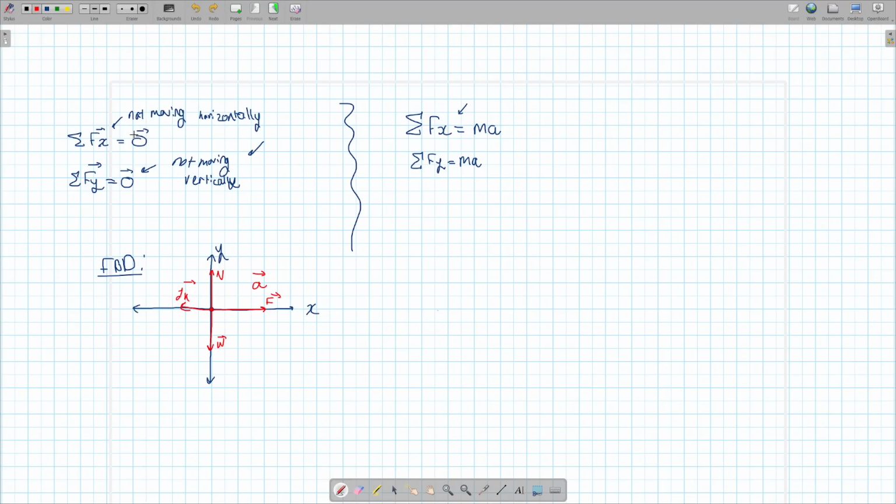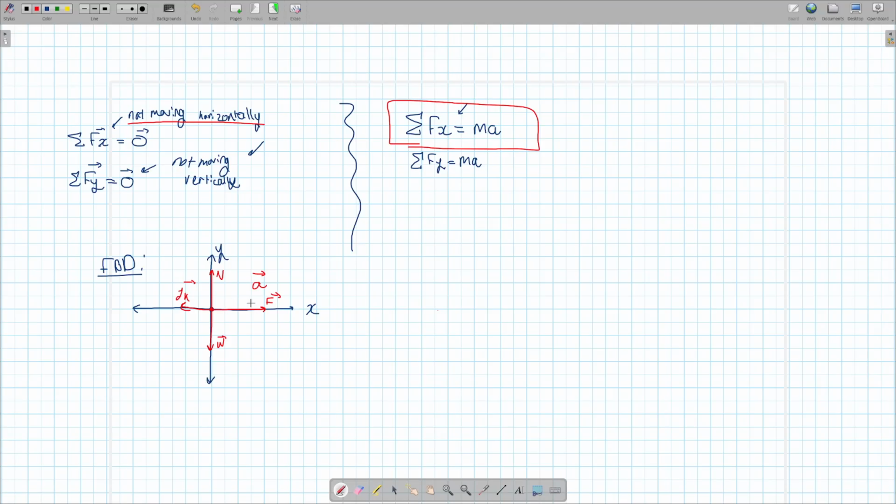Sigma fx equals 0 basically means that the object is not moving horizontally. Let's say I'm dragging an object to the right. You ask yourself, does sigma fx equal 0, or does sigma fx equal ma? If you're dragging it to the right and it's accelerating to the right, is it moving horizontally? Of course, yes. So we're going to say sigma fx equals ma.